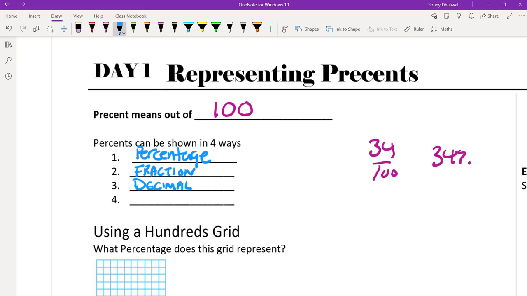Okay? There's a last one. And that's what we're going to talk about today. Is using hundreds grids. Right? Hundreds grid. Okay?